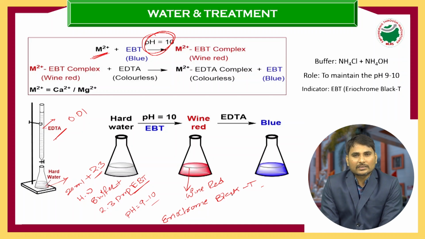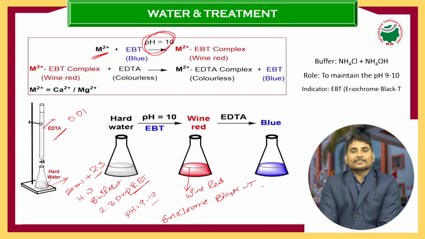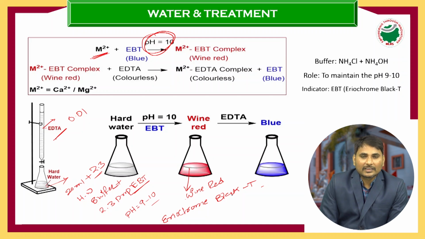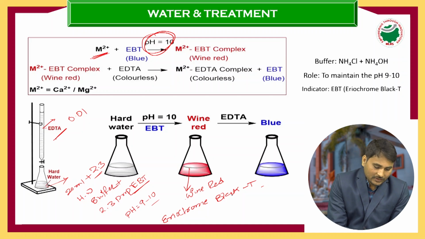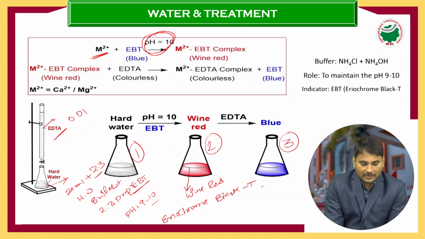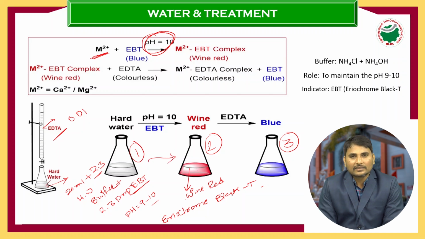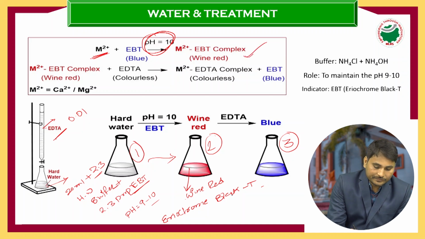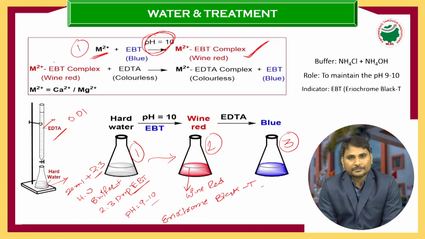What is the role of the indicator? Indicator indicates completion of the reaction by changing the color or changing the physical state. So in this, when these 3 chemicals are added, consider this is the first conical flask, this is the second conical flask, this is the third conical flask. When these 3 chemicals are added to the first conical flask, it will convert to a wine red color. The wine red color means nothing but the metal containing EBT, the first reaction we get.